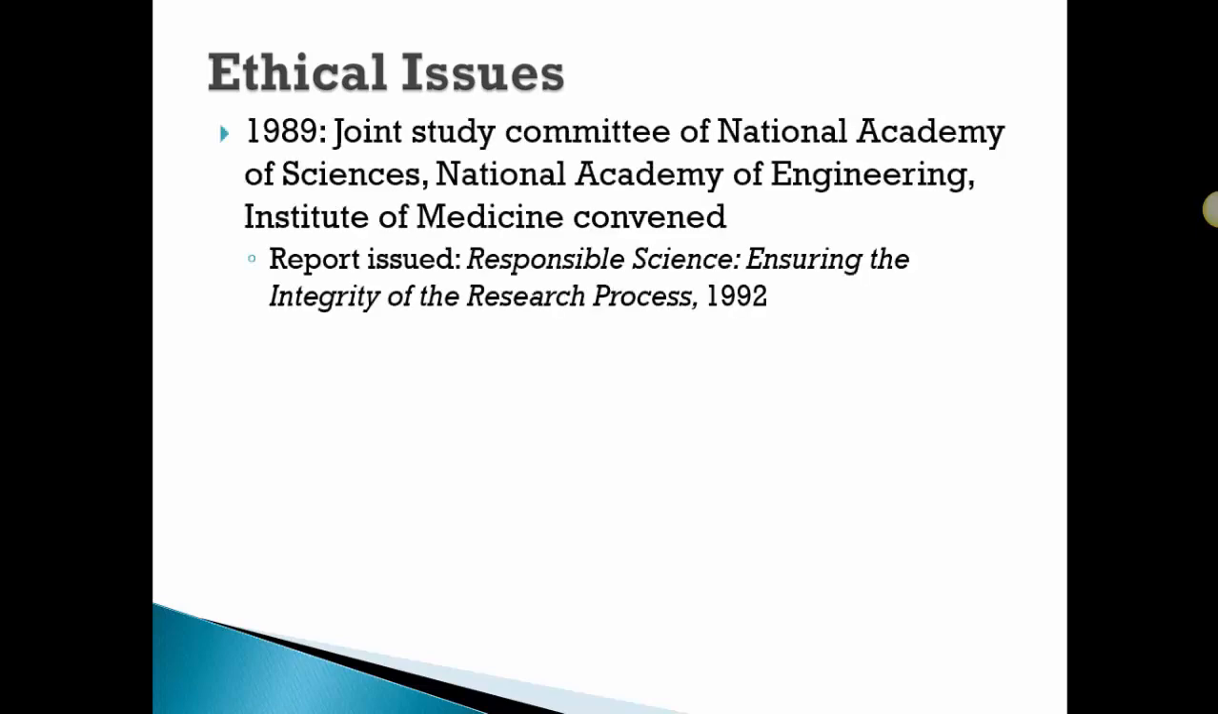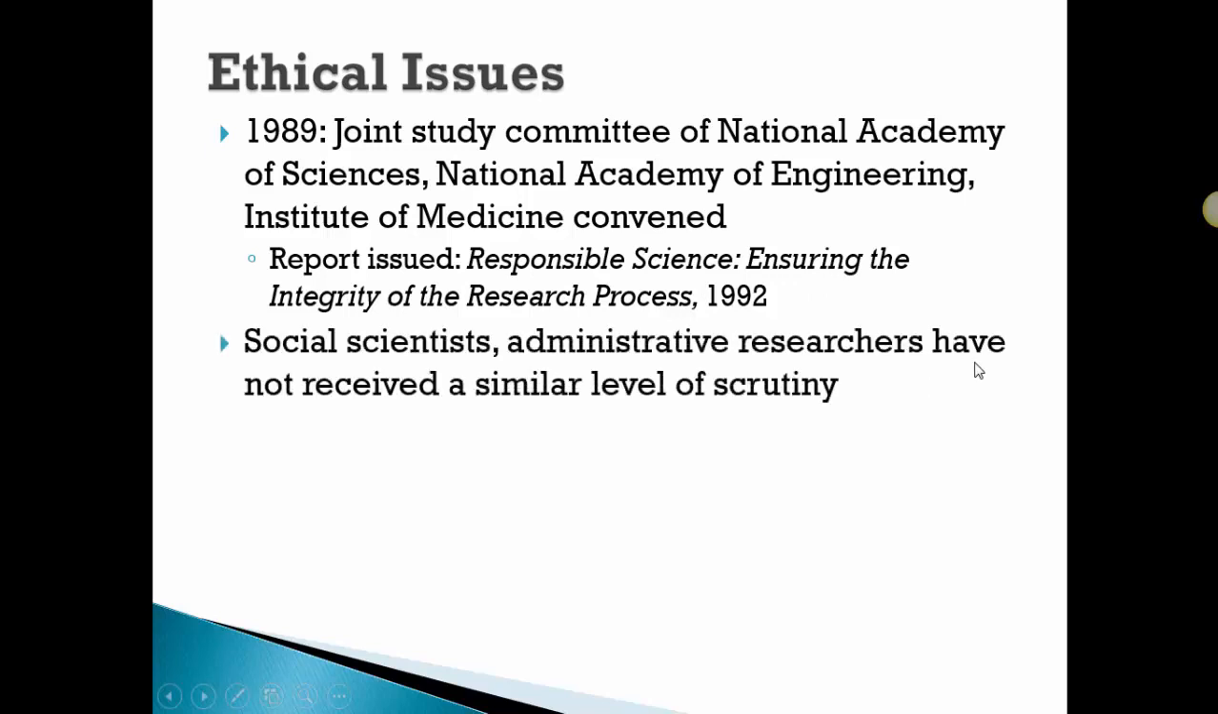Briefly, some ethical issues. We talked about these at the end of the last semester, but in 1989 there was a joint study group committee of the National Academy of Sciences, National Academy of Engineering, and the Institute of Medicine, and they published a report on responsible science ensuring the integrity of the research process. Social scientists and administrative researchers have not received a similar level of scrutiny.